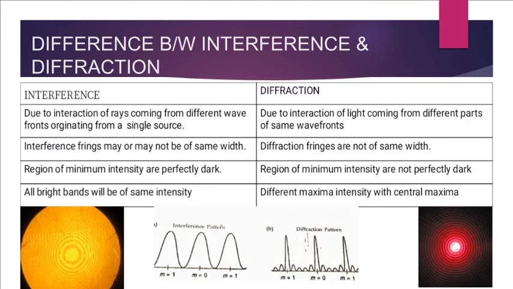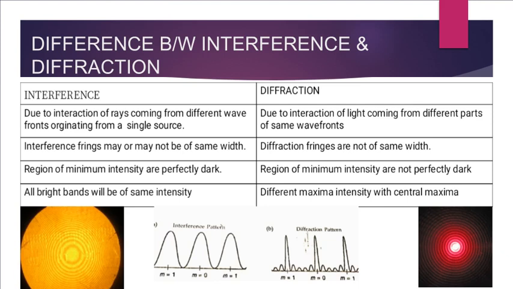Even though interference and diffraction are similar in certain aspects, there are differences too. The differences between them are pointed out here. Interference is the phenomenon in which light coming from different wavefronts of the same source is superposed to give alternate perfectly dark and bright fringes of equal intensity that may or may not be of equal width.